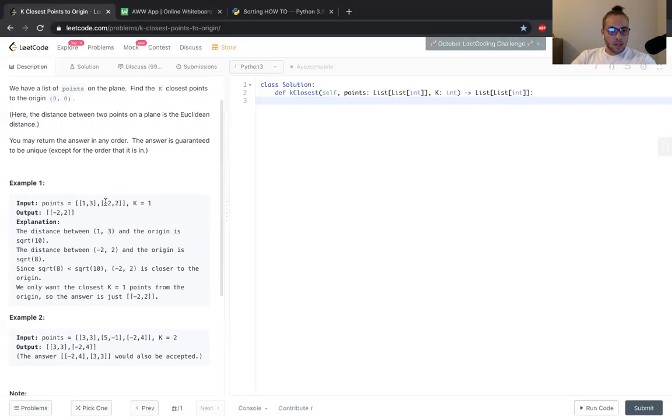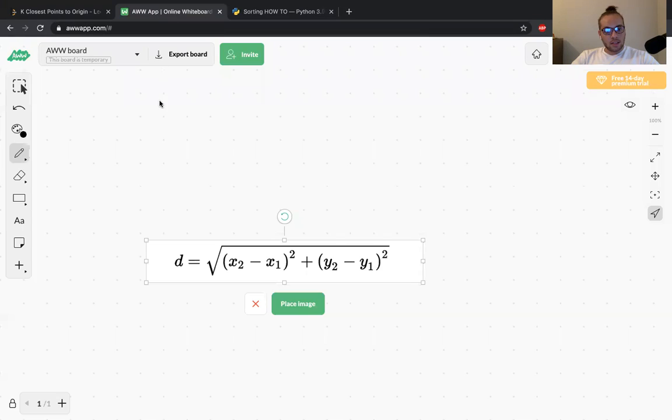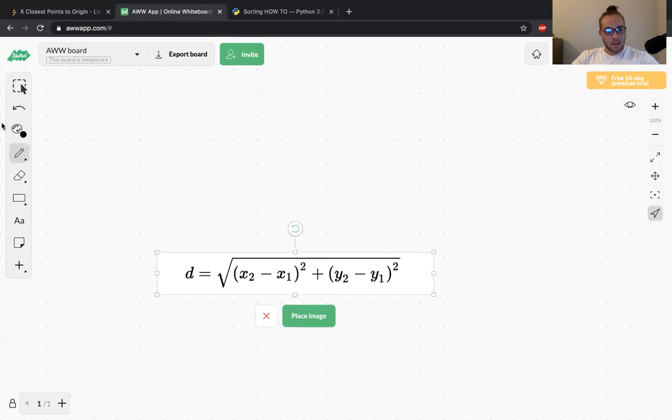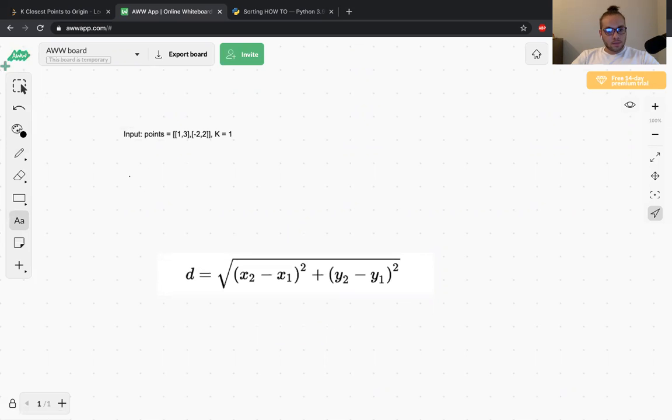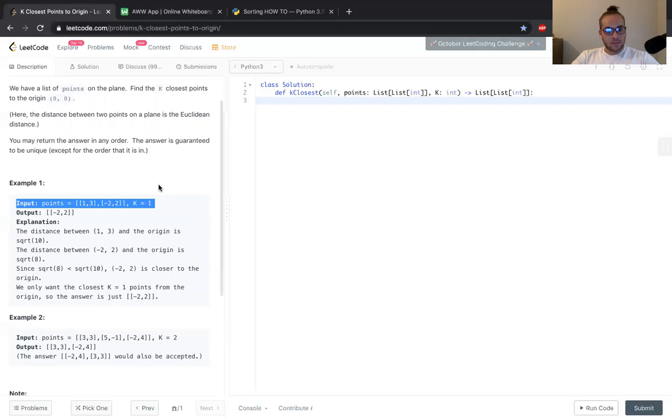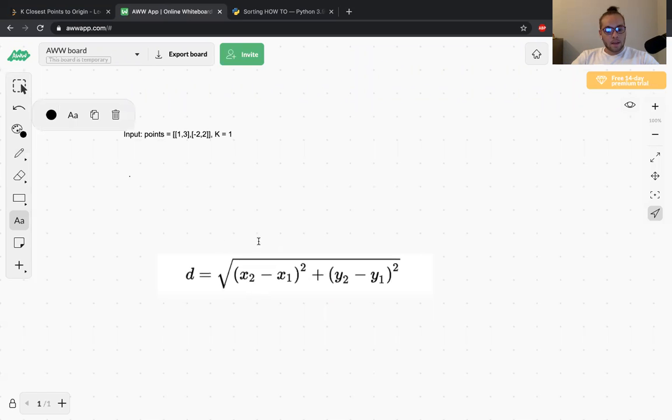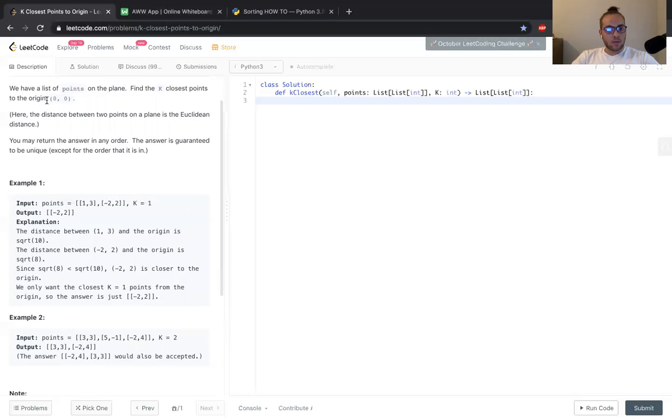So let's grab this and see if we can paste it here. For some reason, okay, I can't click because I'm on this thing. Place image. Very cool. So they got the distance between 1, 3 and the origin is square root of 10. So we know immediately, right, that we're working with 0, 0. Why? Because the origin is 0, 0.